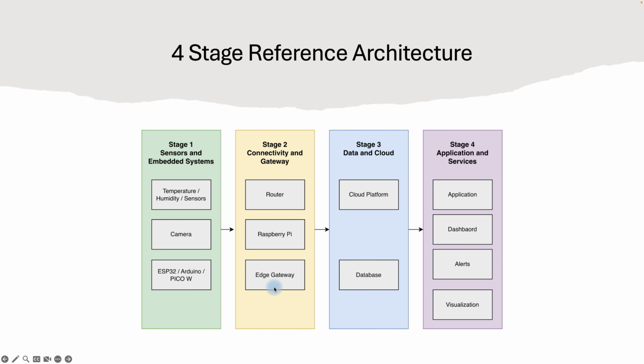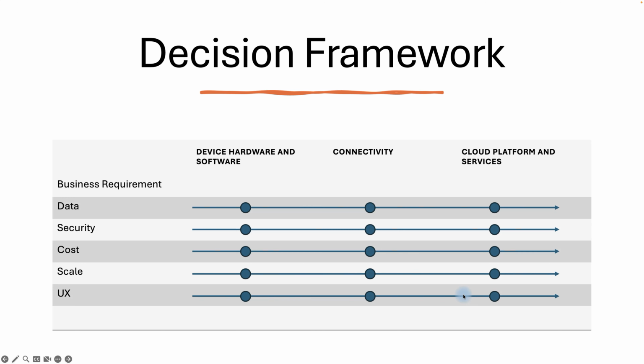Again, how do you process the information on the gateway? The selection of software at this stage will also come into the picture, and so on and so on. There will be a number of such decisions you will have to make around device hardware and software, connectivity, and the cloud platform and services. Most of the time these decisions are governed by these factors: business requirement, how much data, how tight you want the security to be, how much is the cost impact.